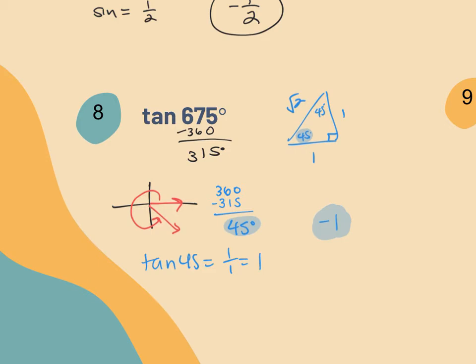45 is not in the fourth quadrant. The actual angle's in the fourth quadrant. So we get 45, that's the reference angle. We build the triangle, and then the location of the original angle in the fourth quadrant tells us the positive or negative sign. Reference angle will always be positive. Good question. Reference angle is always between 0 and 90, so it's always positive.